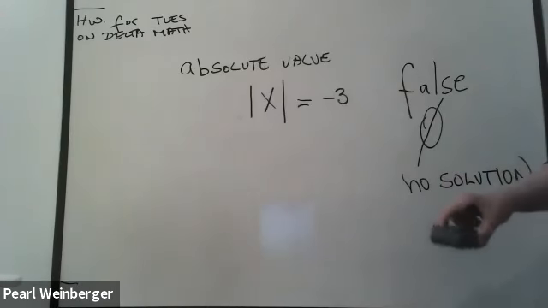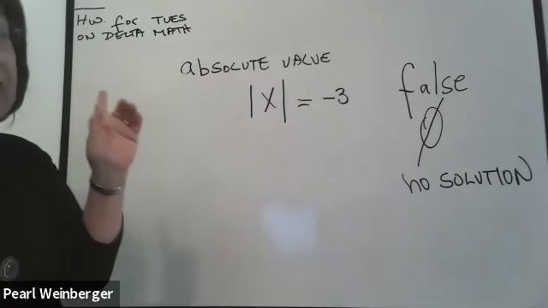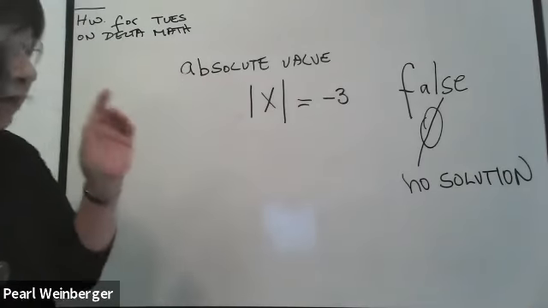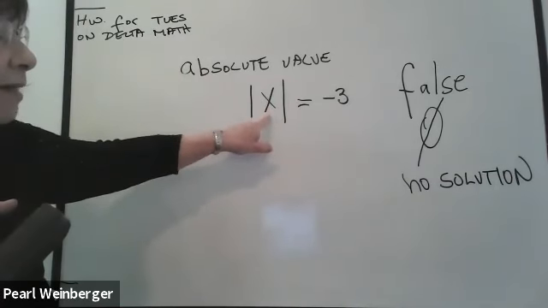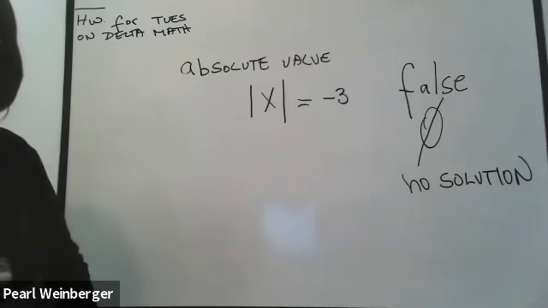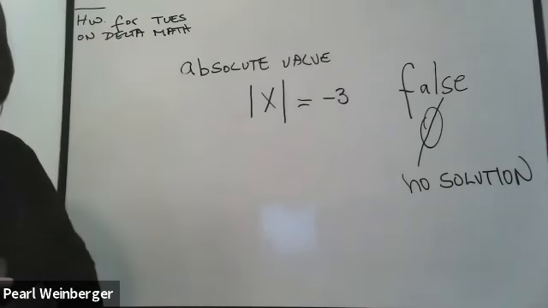But if there was that -3 in the little bracket thing, then that answer 3 would work. I can take the absolute value of -3, but I'm not taking the absolute value of x. I'm asking you, what is x? What is that number before I took its absolute value?